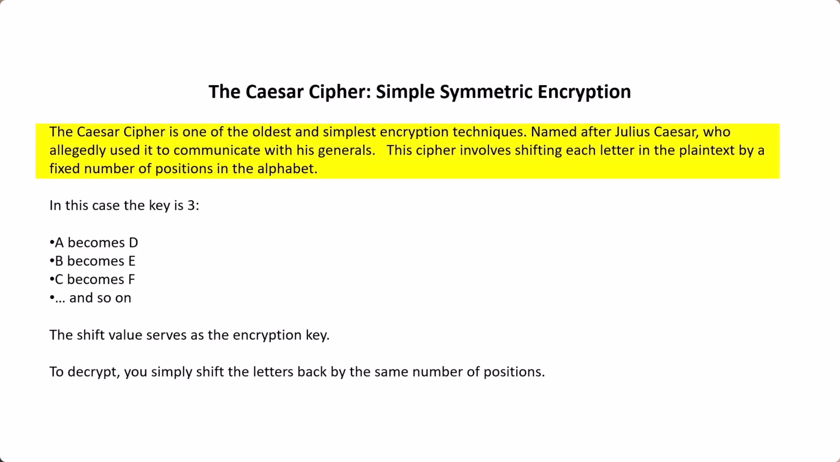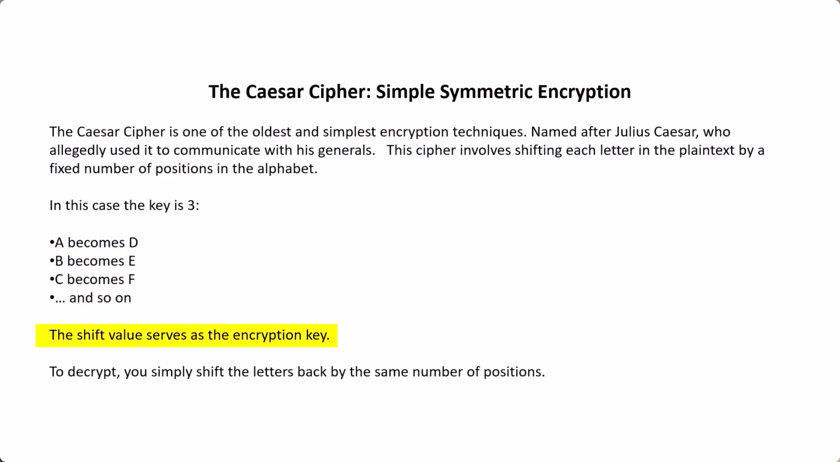The Caesar cipher is one of the oldest and simplest encryption techniques, named after Julius Caesar, who supposedly used it to communicate with his generals. Yeah, maybe so. The cipher involves shifting each letter in plain text by a fixed number of positions in the alphabet. In other words, in this case, the key is a 3. So if we encounter an A, it becomes a D. If we encounter a capital B, it becomes a capital E. C becomes an F, and so on. And exclamation points, question marks, periods, they too will be increased to something in the ASCII file that is 3 beyond where it actually is.